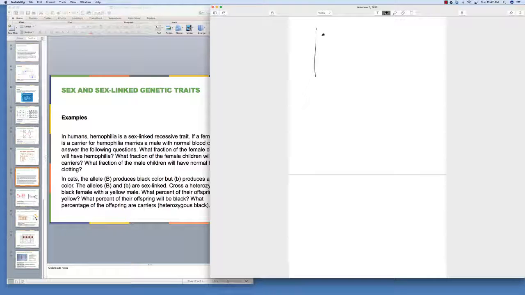So we have a Punnett square that looks like this, and we have a female, and she is a carrier, which means that she has one normal and one hemophilia gene, and a male that's normal. And so if we put the male over here, it will look like this. We put the female here, and it looks like this. And so the four offspring look like this.